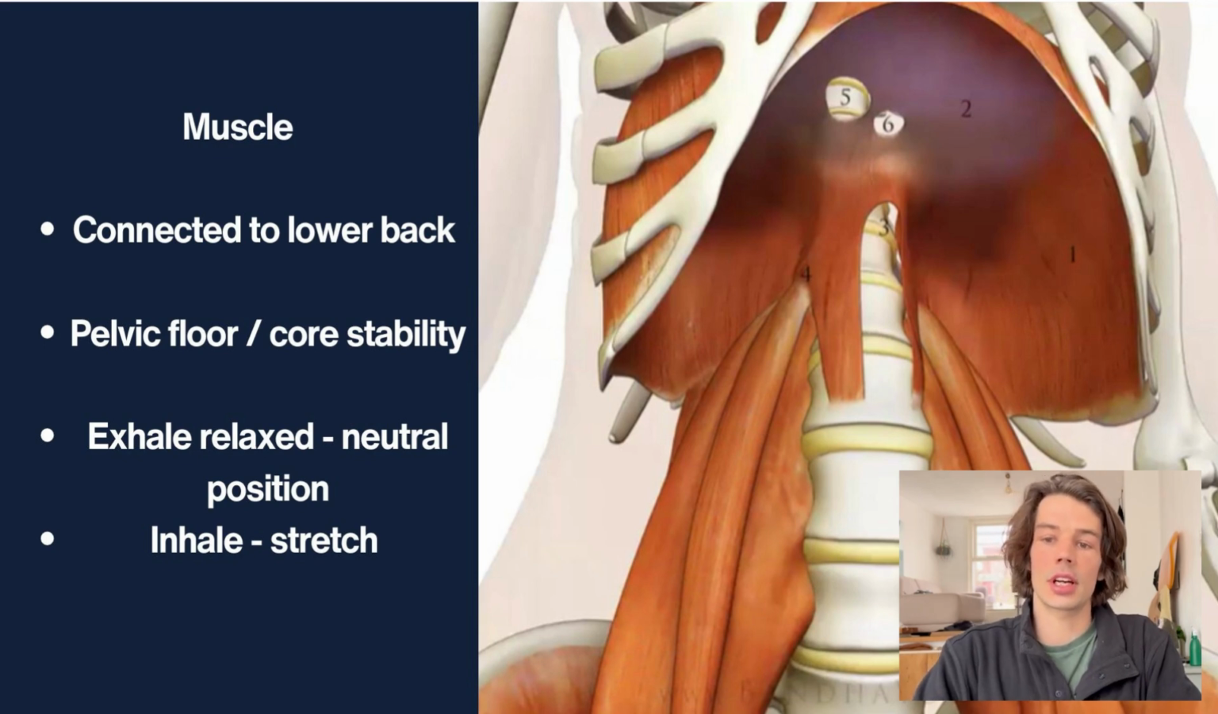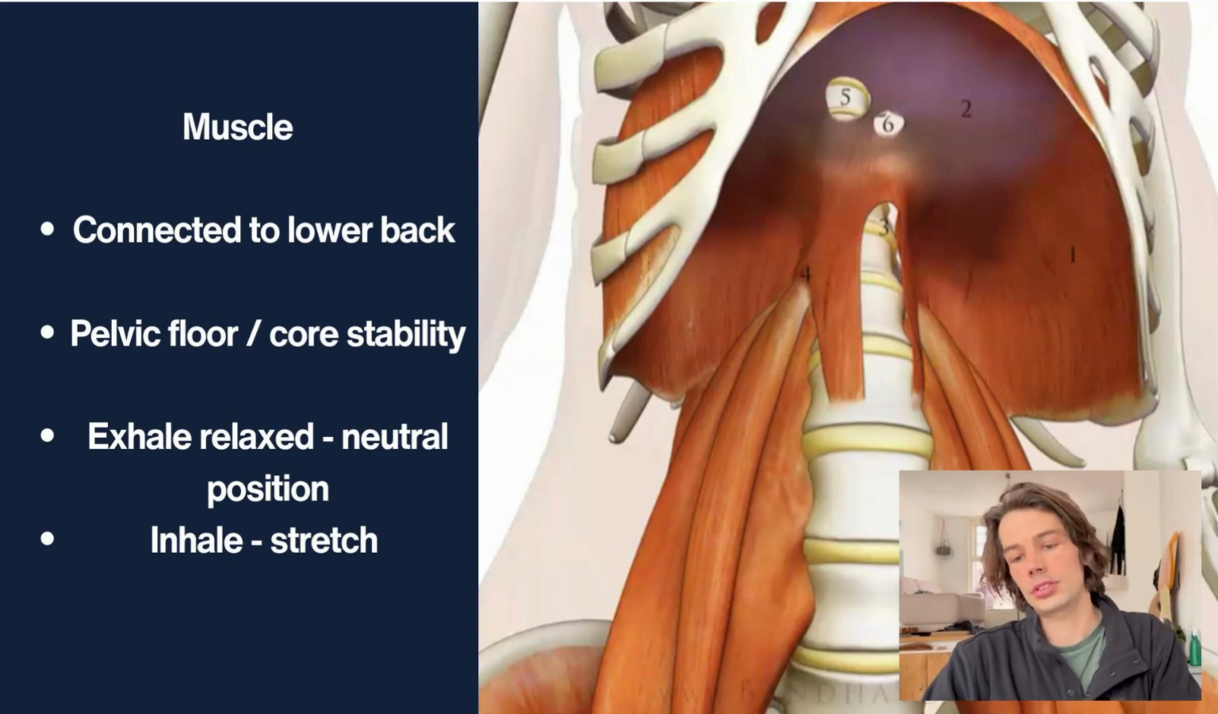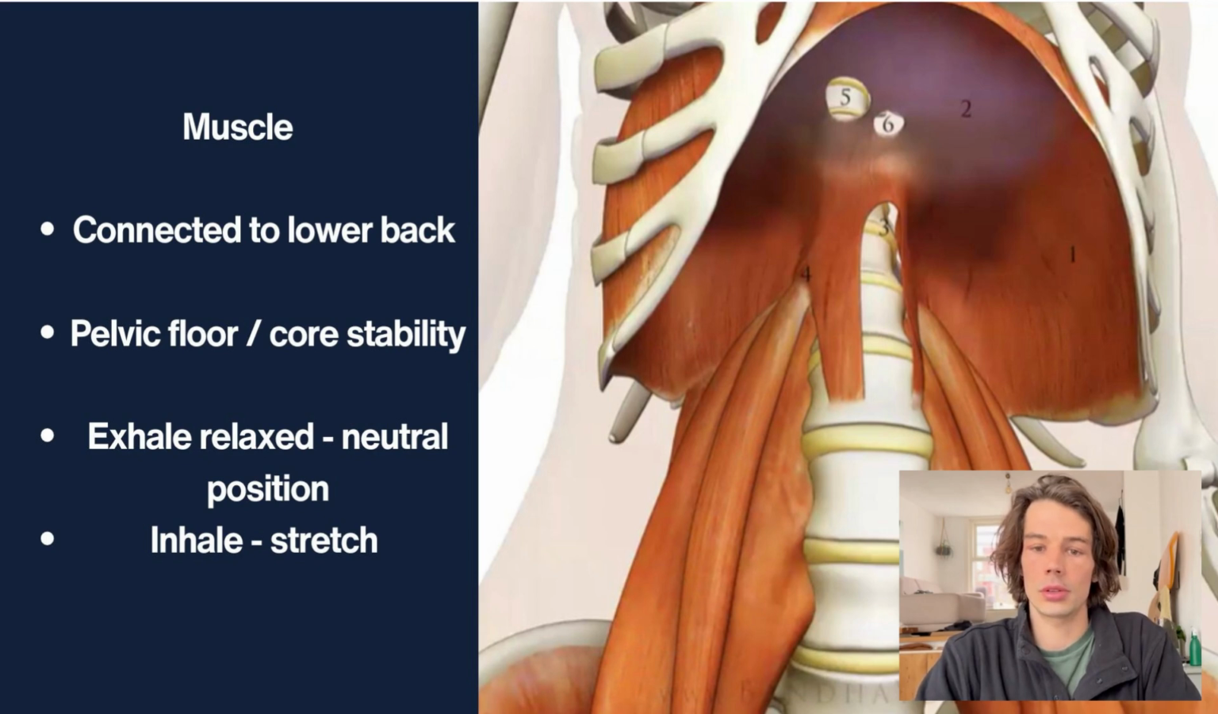So here we see the diaphragm, and it's also connected to the lower back and the pelvic floor, so it plays a role in core stability. I've had some back problems, and I learned that when I engaged my diaphragm more and trained this muscle, my lower back problems would also get less. So it's a very interesting connection.